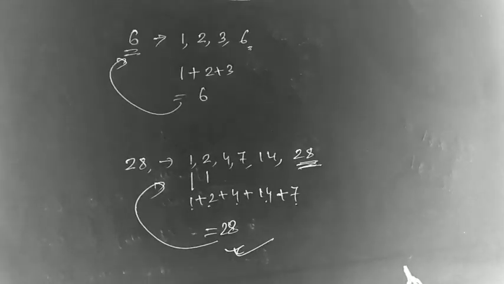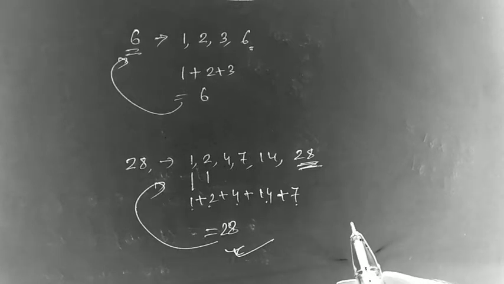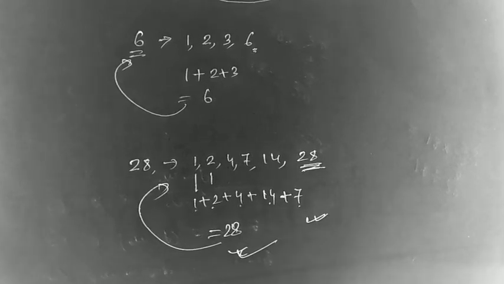So I hope you understand what a perfect number is. A perfect number is a number for which the sum of all factors except the number itself is equal to the given number. Then that number is called a perfect number.